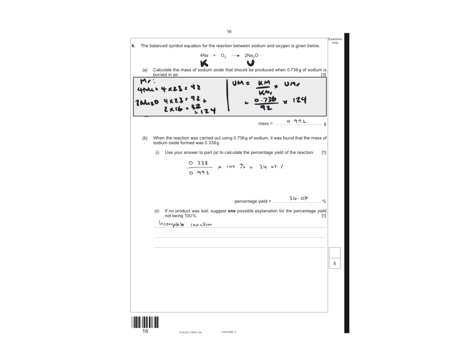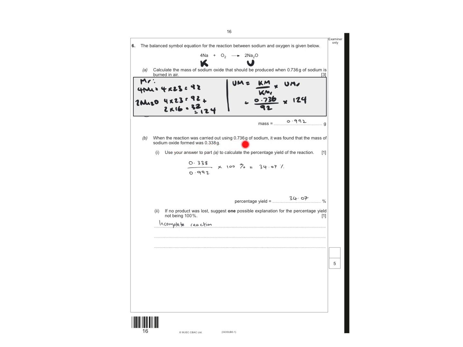So first thing I'm going to do is work out the Mrs of each of the two things I'm looking for. So for 4Na, I've got 4 sodium, so 4 times 23 is 92. And for 2Na2O, I've also got 4 sodiums, but now I've got 2 oxygens. So I've got 92 plus 32 gives me 124. I then plug those numbers in, so I've got 0.736 divided by 92 times 124, and that gives me a reacting or predicted mass of 0.992 grams.